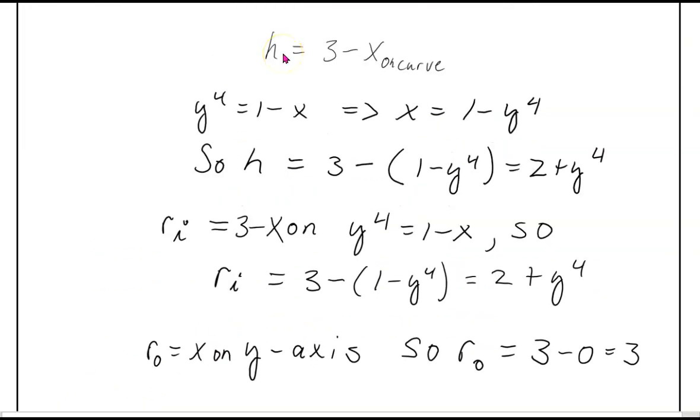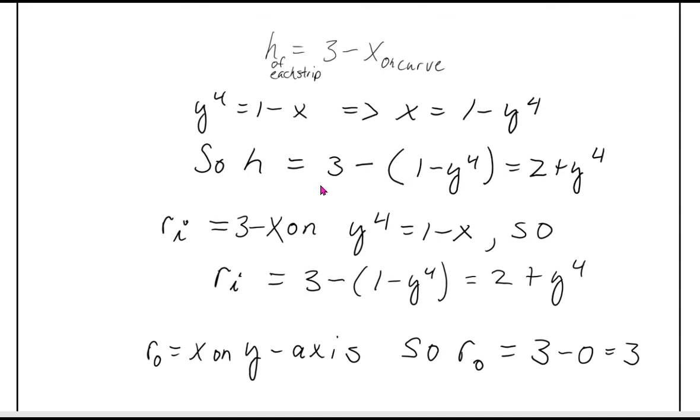We saw from our previous picture that the height of each strip was given by 3 minus the x value on the curve. Now what we need to do is convert that into something related to our curve, which is y to the 4th equal 1 minus x. To get the x value, we solve for x, which gives us 1 minus y to the 4th. So our height then is 3 minus x, or 3 minus (1 minus y to the 4th), which gives us 3 minus 1, or 2, and a double negative gives us plus y to the 4th.